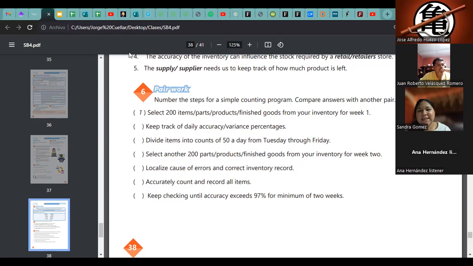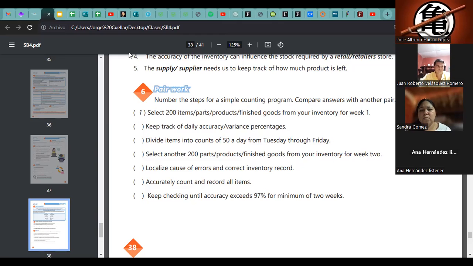Okay, so let's work together on that one. The first one is select 200 items, parts, products, finished goods from your inventory for week one. Probably number two is divide items into counts of 50 a day from Tuesday through Friday, because in that way you are going to count, right? The number three is accurately count and record all items, okay? And then number four could be select another 200 parts, products, finished goods from your inventory for week two.